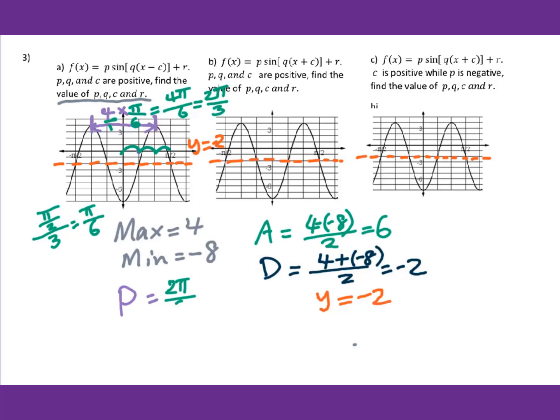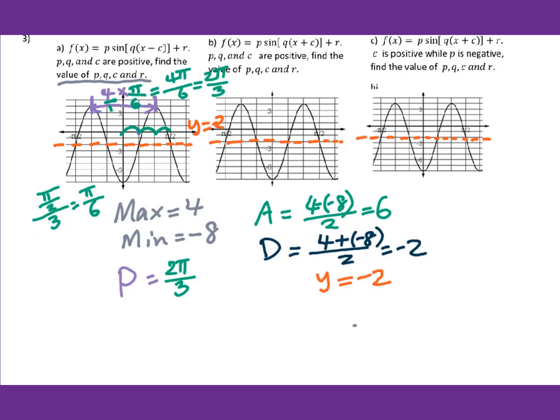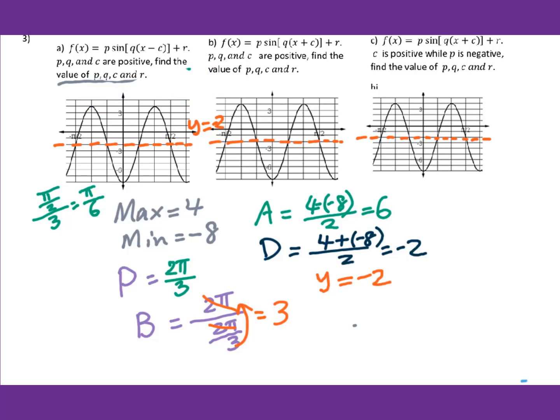The period is 2 pi over 3. Therefore, we can get B equals 2 pi over 2 pi over 3. Same numerator, we can reduce. 3 jumps up, we get 3. After we get A, B, and D, we need to figure out C.